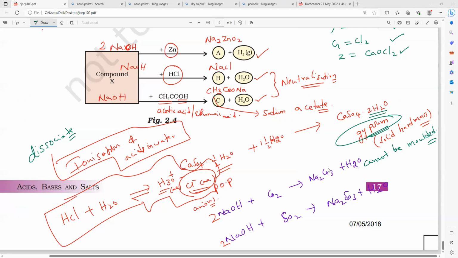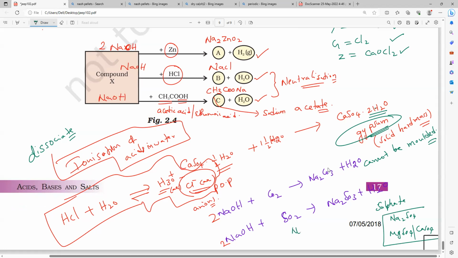So if, for example, they ask you sulfate salts, we all know that. So what are the sulfate salts, everybody? First one is sodium sulfate, Na2SO4. This is an alkali metal salt. Magnesium sulfate, MgSO4, and calcium sulfate, CaSO4. These are the sulfate salts we have.